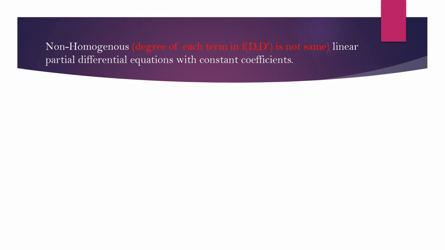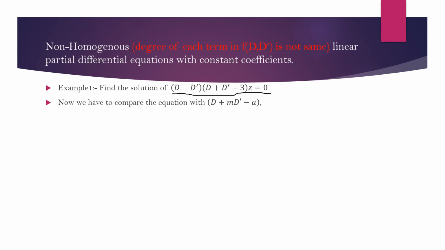Now we are taking an example to solve a non-homogeneous partial differential equation. In this example, we just have the CF for it. There is no case to consider PI. If the PI is considered, then the PI case will be the same as you already studied in the previous slides. Now we have to compare the left side of this equation with the form D plus mD dash minus a, and then find the value of m. For D minus D dash, if we compare this with that form, then the value of m will be minus 1 and the value of a is 0.